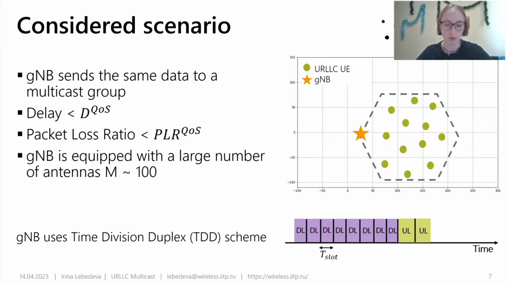Also, to provide efficient MIMO operations, the gNB uses a time division duplex scheme with a periodic structure of downlink and uplink time slots, each having duration of T subslot. Specifically, the uplink resources are used for feedback from users and for sounding reference signal, SRS. SRS is transmitted with the period T sub SRS, and the gNB uses the SRS to estimate both downlink and uplink channel quality.